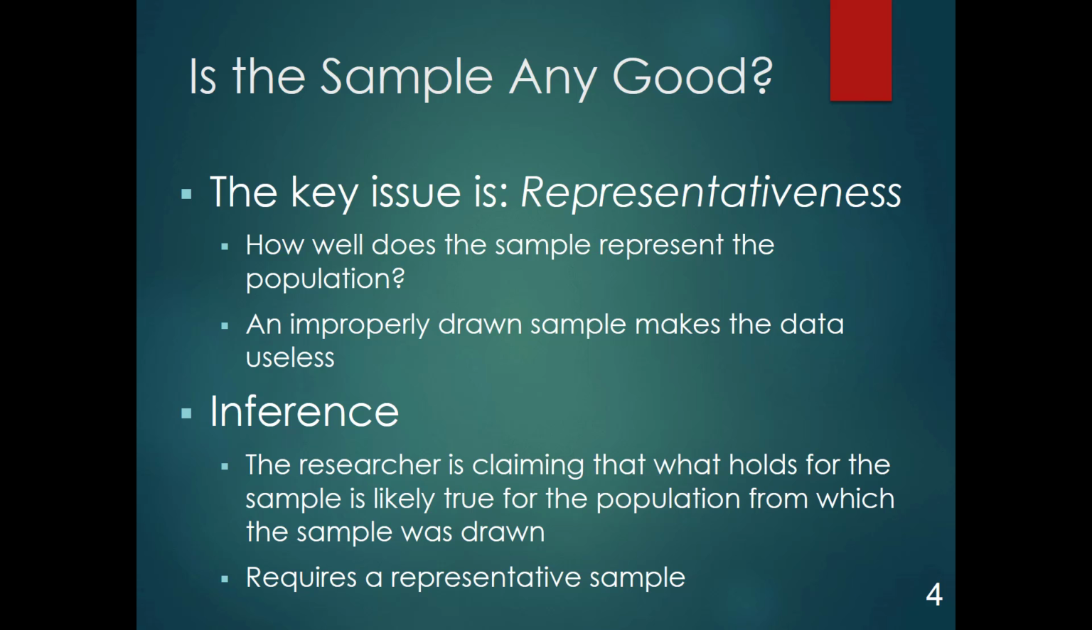When thinking about whether your sample is any good, there are 2 things to think about: representativeness and inference. I just talked about inference a little bit. Basically, the researcher is claiming that what holds true for the sample is also true for that population. In terms of inference, you have to have a representative sample, which is basically how well the sample represents the population. Whenever you draw a sample from your population, in order to generalize, you have to make sure that your sample is representative of the population.